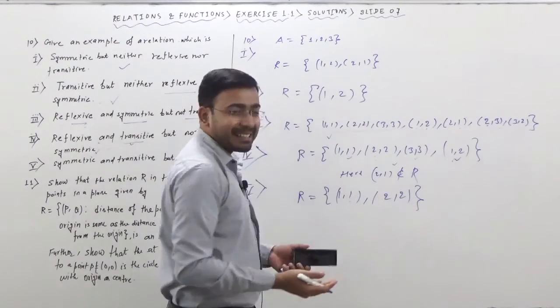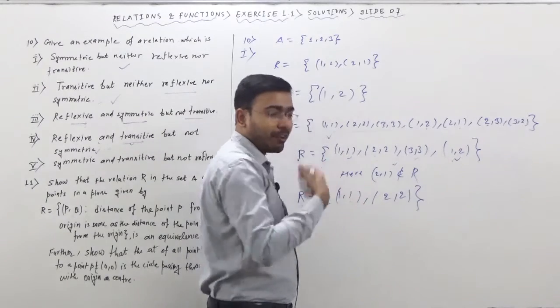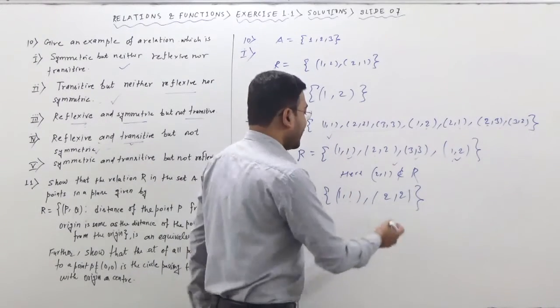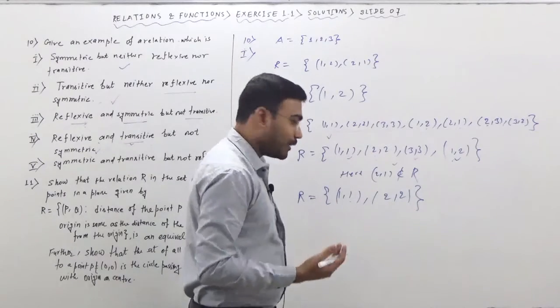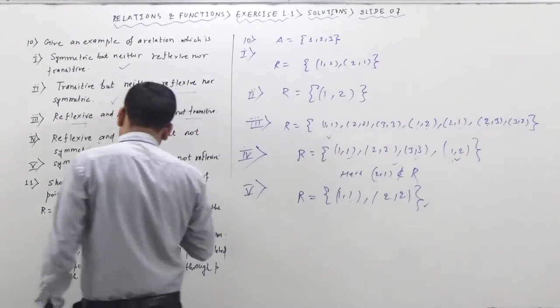In both of the cases, if A comma B is there and B comma C is there, then A comma C is again an element. 1 comma 1, 1 comma 1, then 1 comma 1 is there; 2 comma 2 is there, 2 comma 2 is there, then 2 comma 2 is there, right? Anyway, you can define this as a transitive relation.